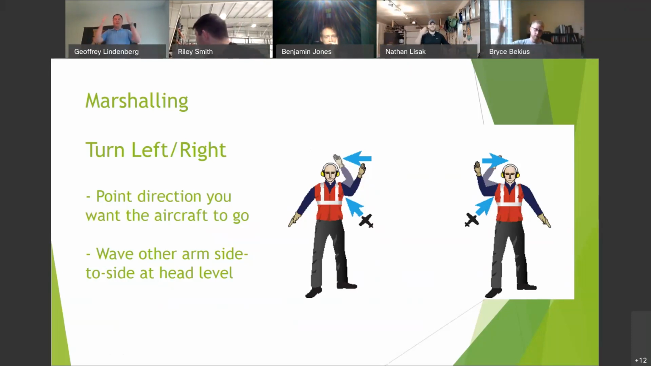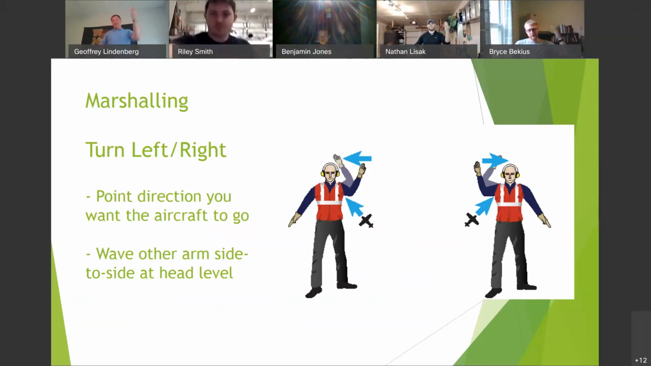I want the aircraft to go straight ahead. I want to see some participation here. Come on, we've got a lot of people just sitting there. And we want to go the other direction. Okay. So you're pointing the direction you want to go, and then moving.